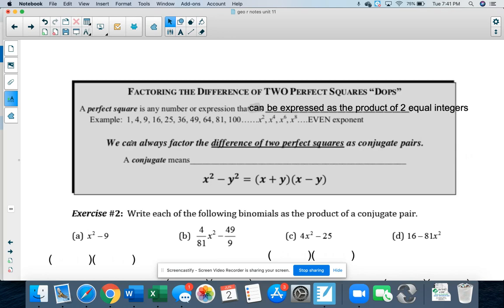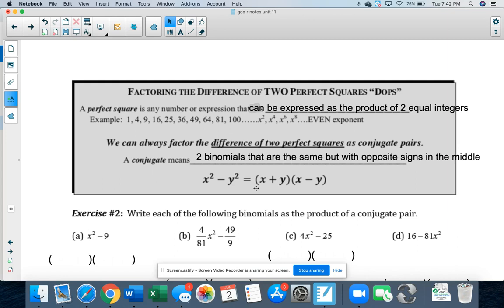So I'm going to factor the difference. Remember, difference means to subtract, the difference of two perfect squares. We can always factor the difference of two perfect squares as conjugate pairs. A conjugate means two binomials that are the same, but with opposite signs in the middle. So x squared minus y squared is the difference, because I'm subtracting, of two perfect squares. X squared is a perfect square and y squared is a perfect square.